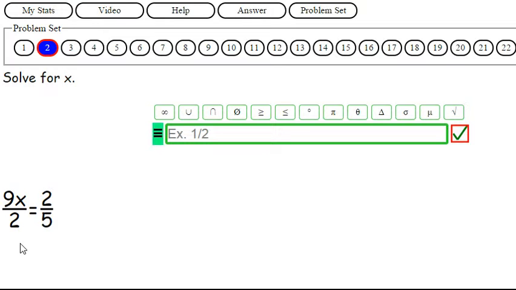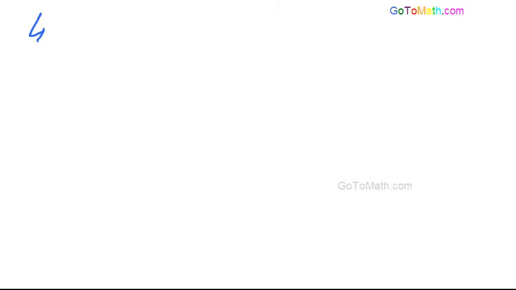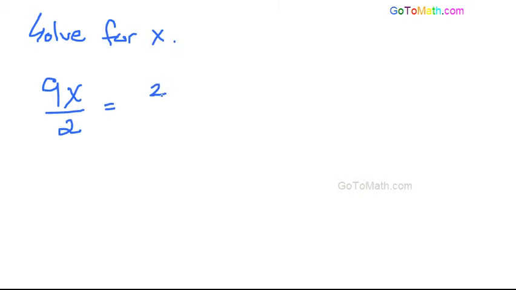9 times x over 2 is equal to 2/5. And we want to solve for x. Solve for x marks the spot. So we have 9x over 2 is equal to 2/5. Okay, so the first, let me use a different color this time.